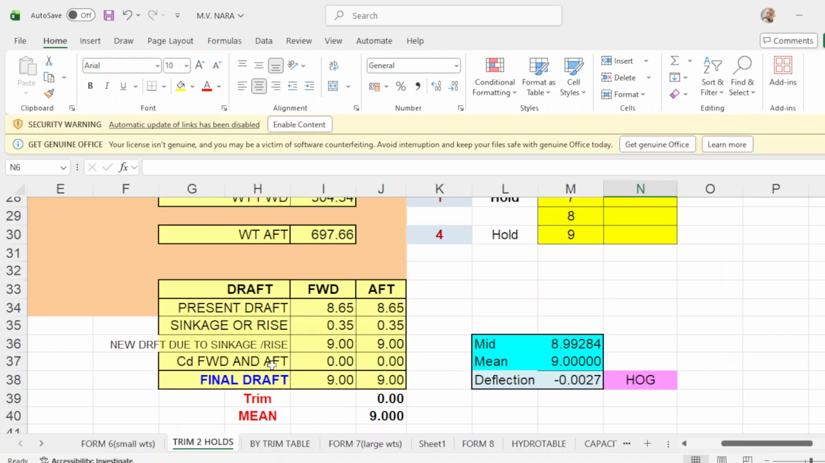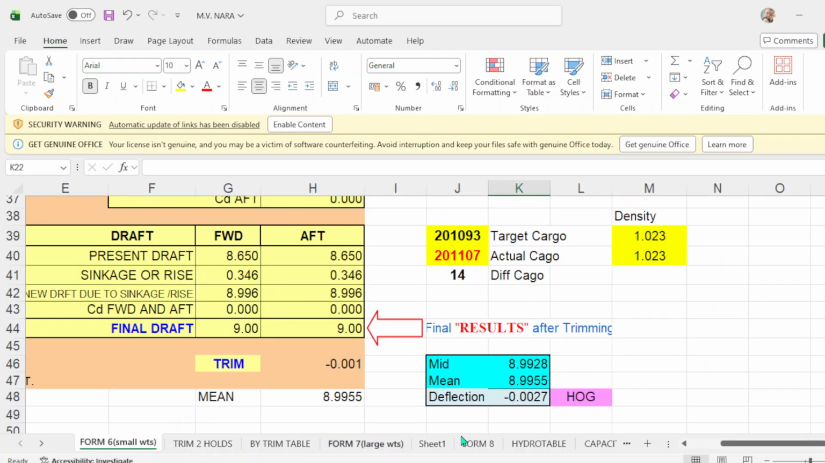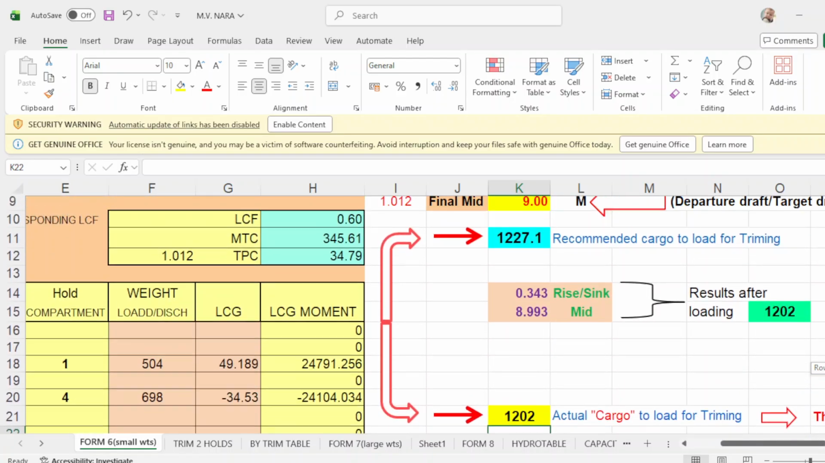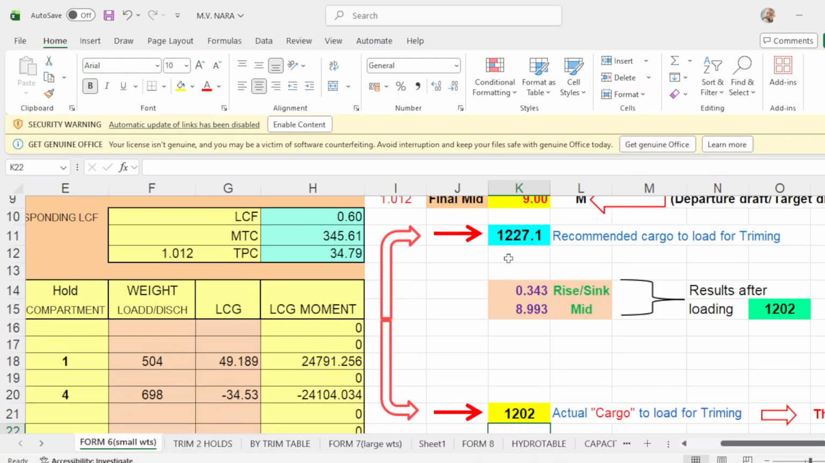Now, let's say I will put the original recommended cargo to load of this one, 1,227. So I put here, that will be 1,227. That will be how much? 27, 25. So this one is 25 meters more. Okay. So I put there 1,000.